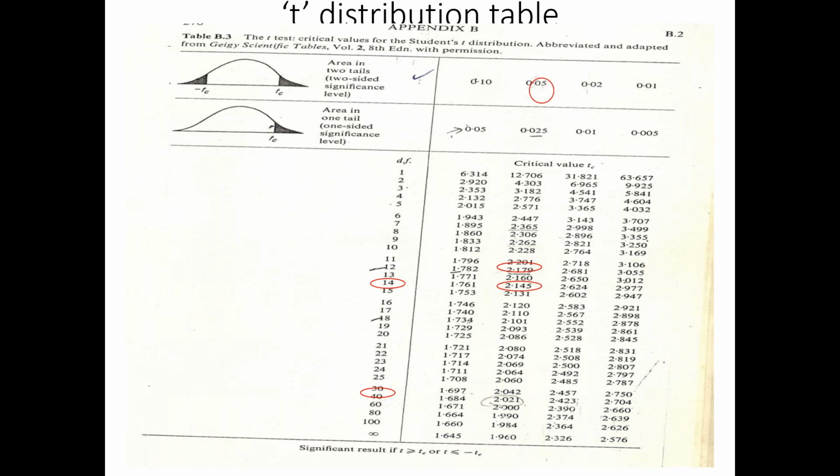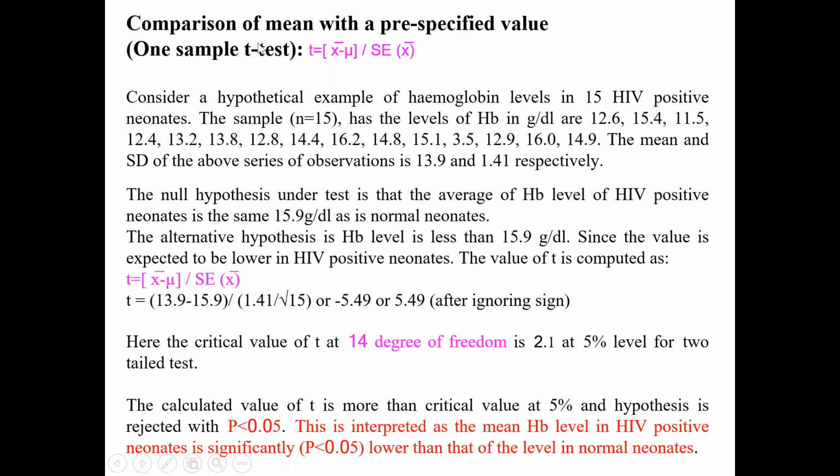So in the computation done in the previous example, at degree of freedom 14 the cutoff limit is 2.1 and your 5.49 is much greater than 2.1, which is on the right hand side of the p-value. So we say that the calculated value of t is more than the tabulated value, and the hypothesis is rejected with p-value less than 0.05. This is how the inference is written: p less than 0.05.